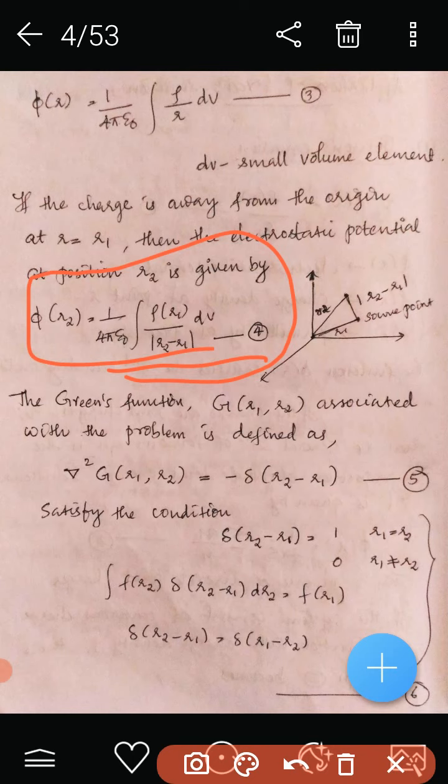Green's function g of r1, r2 associated with the problem is defined as del squared g of r1, r2 equals minus delta of r2 minus r1, that is equation number 5, which satisfies the condition that delta of r2 minus r1 is equal to 1 when r1 equals r2, and equal to 0 when r1 is not equal to r2, and also satisfying these two conditions.